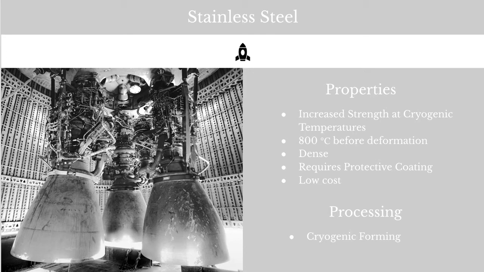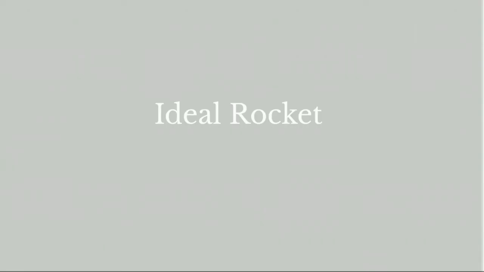The stainless steel would be manufactured by cryogenic forming, which means it is worked at temperatures below -190 degrees Celsius. Benefits of this method include increased uniform elongation at low temperatures as well as up to 70% improvement in failure strain at cryogenic temperatures.